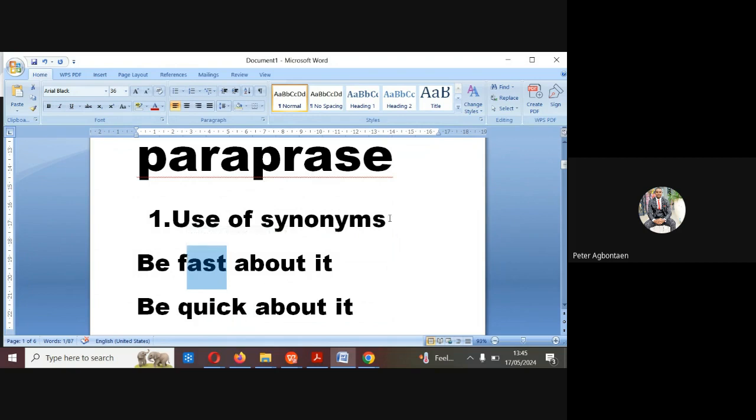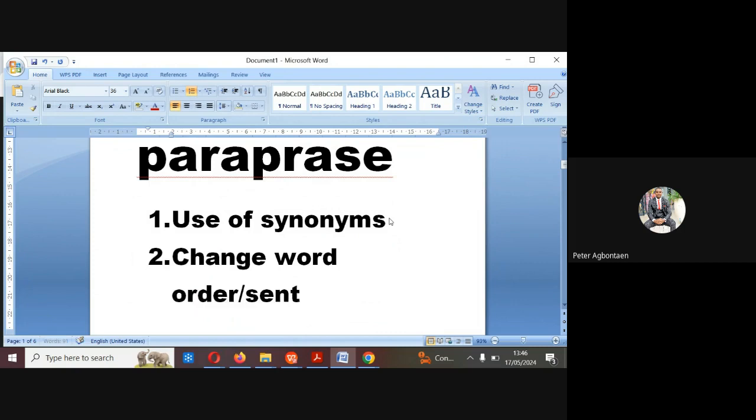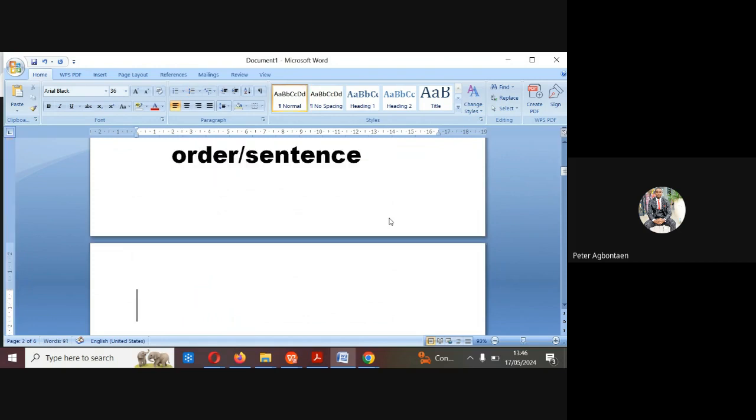And so that's not the only thing that you can do when you want to paraphrase. When you want to paraphrase, you also change word order, or you change sentence structures. When you say word order here, it will mean sentence structure. So sometimes you attempt to change the structure of the sentence, the order of the words, all in a bid to paraphrase. Now, let me give you a simple example of this.